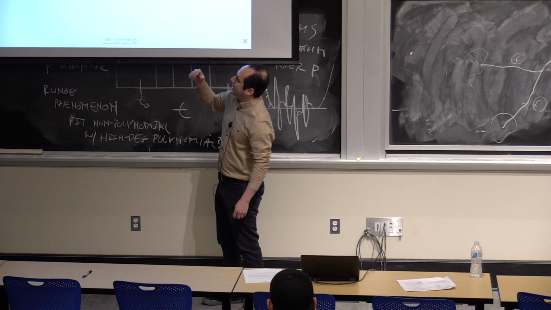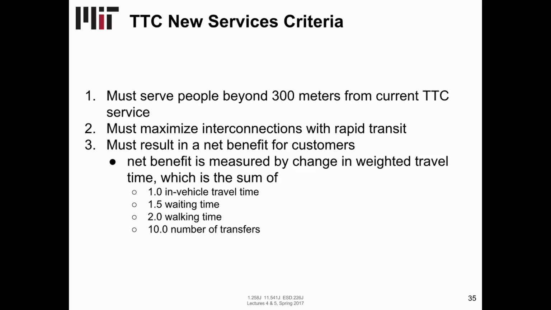There are some equivalent values that are usually used. For example, for every in-vehicle travel minute, you assume 1 minute. For every minute of waiting time, you assume 1.5 or so. For every minute of walking time, you consider 2 minutes of in-vehicle time. That's the case, for example, when you want to measure the cost of walking from this area to the stop. And then the cost of each transfer is considered equivalent to 10 minutes. Are there any questions about this?